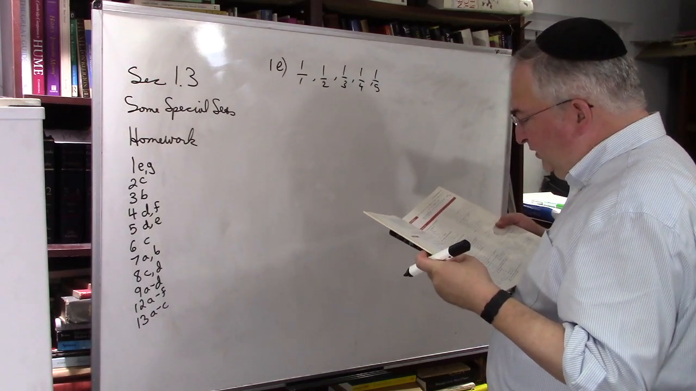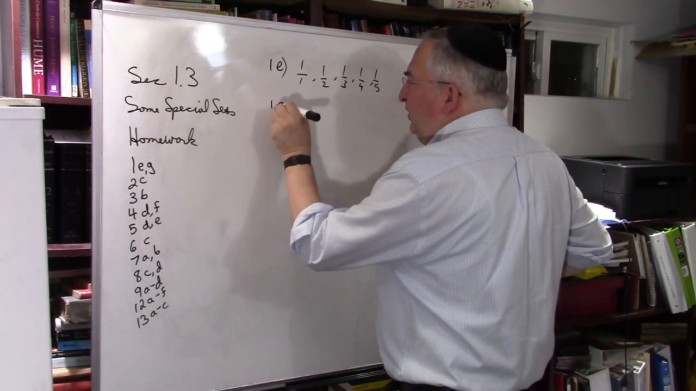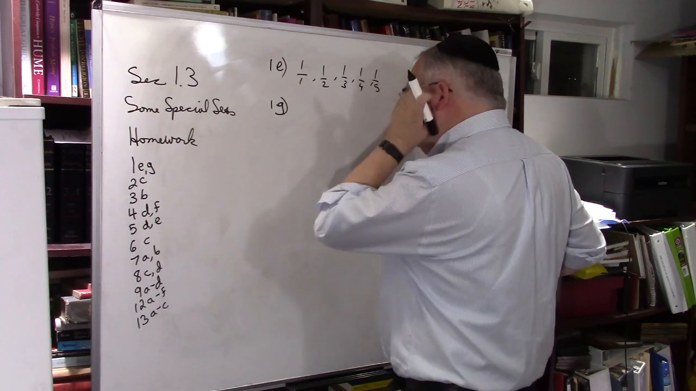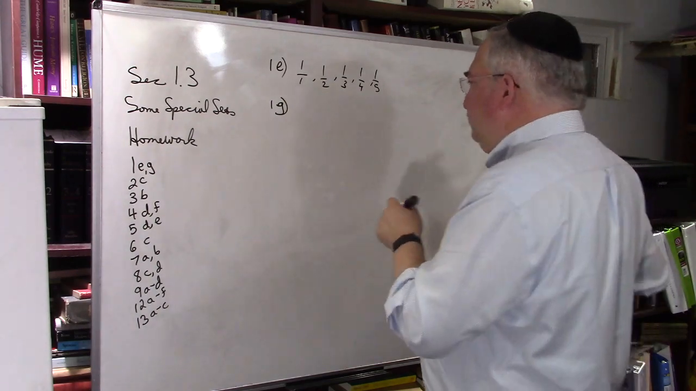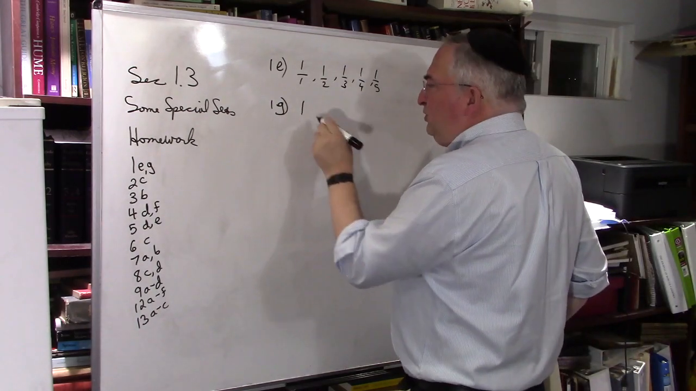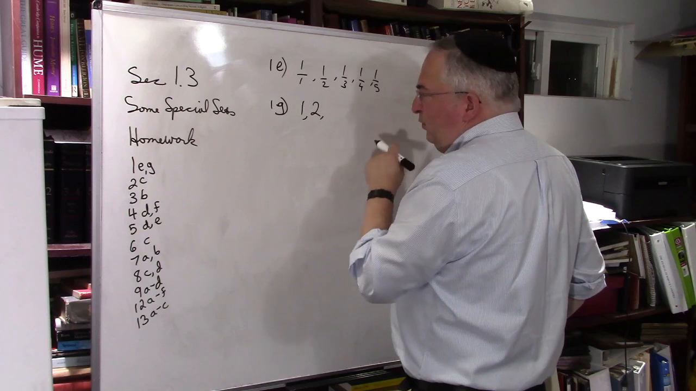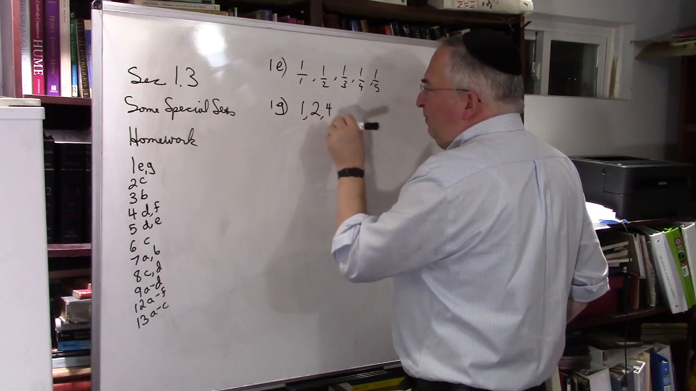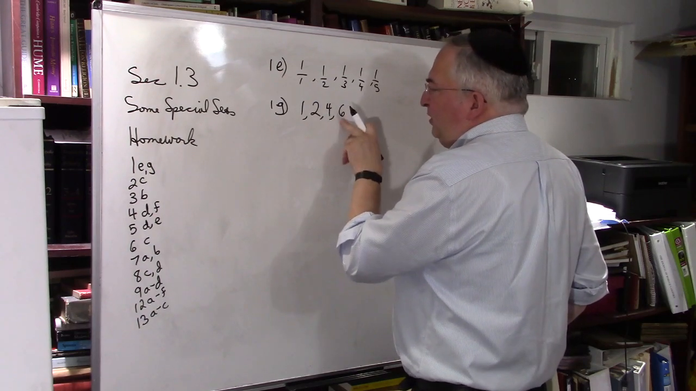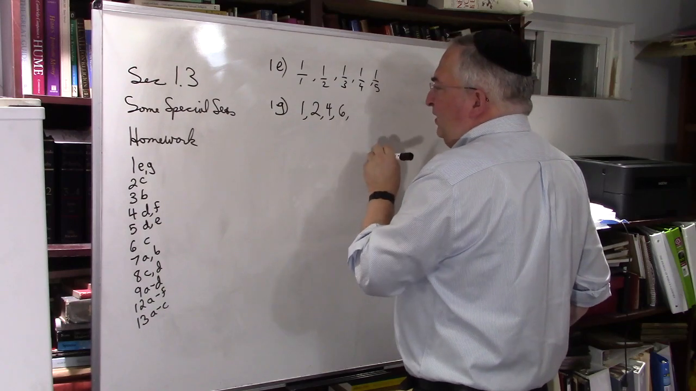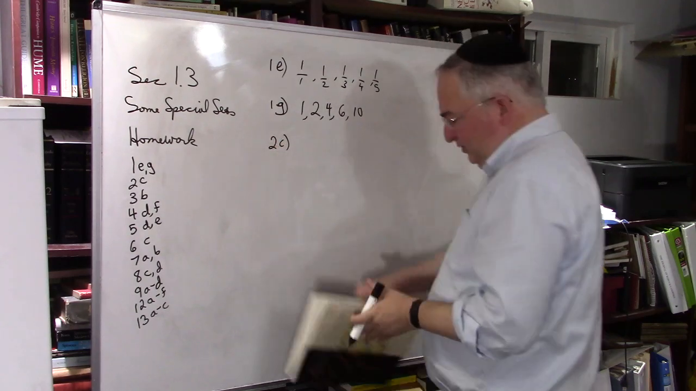1G, n such that n plus 1 is a prime number. So 1 plus 1 is 2, a prime number. 2 plus 1 is 3, a prime number. 4 plus 1 is 5, a prime number. 6 plus 1 is 7, a prime number. 10 plus 1 is 11, a prime number.